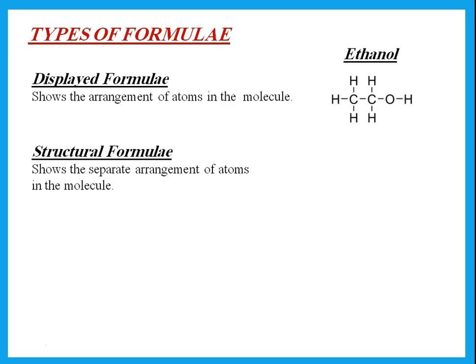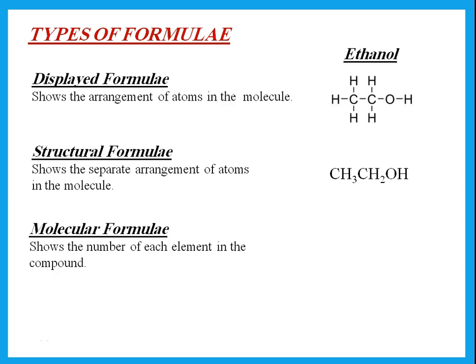Now, what if he asks me to draw the structural formula of ethanol? The structural formula shows the arrangement of the atoms grouped together. So instead of writing the C with all the H's around it, I just write it as a CH3. Now, the other carbon has 2 hydrogens and an OH, so writing it in this way, this is called the structural formula.